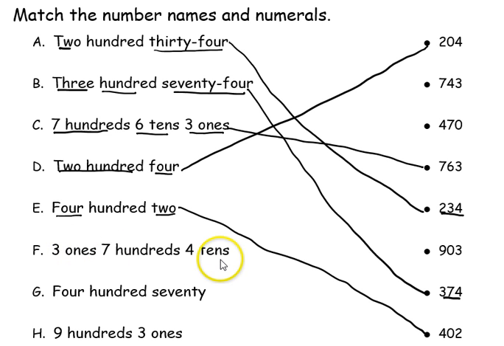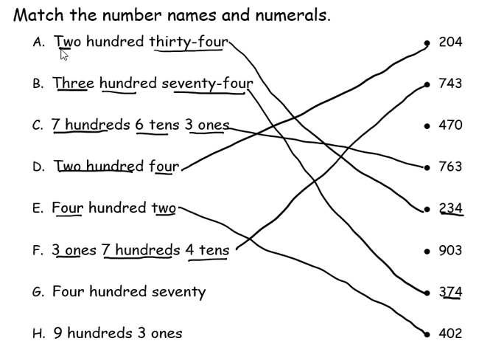In this problem I have 3 ones, 7 hundreds, and 4 tens. My place values have not been written in order of greatest to least. So we have to look for a number that will start with the 700s. It also has 4 tens and 3 ones. So that number would be 743. And I would connect it to 743.